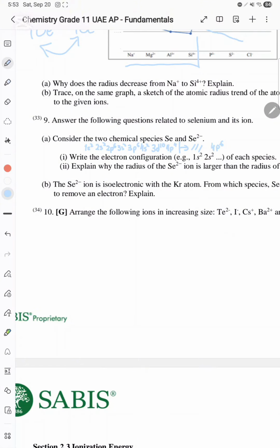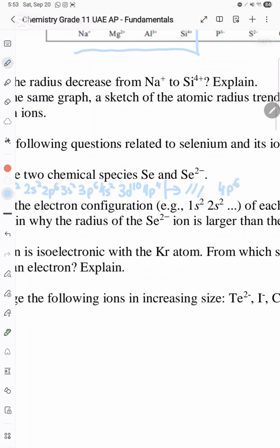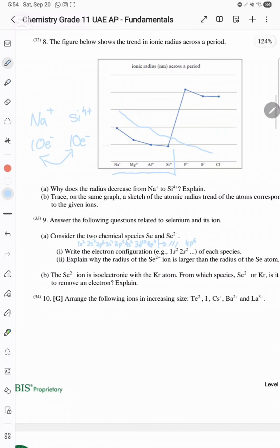Now, first of all, we need to always write down electronic configurations. For selenium or selenide, we wrote it. Now, let's do it for krypton, which is going to be where? Oh yeah, it's number 36. And krypton, by the way, is a noble gas. They're isoelectronic. Oh wait, we don't have to write down the electronic configuration because they told you it's isoelectronic. Since they're isoelectronic, they have the exact same electronic configuration.